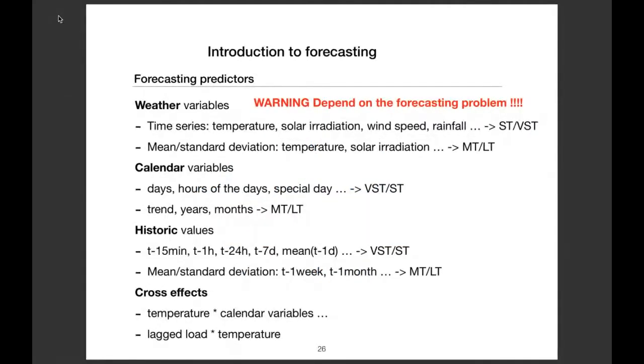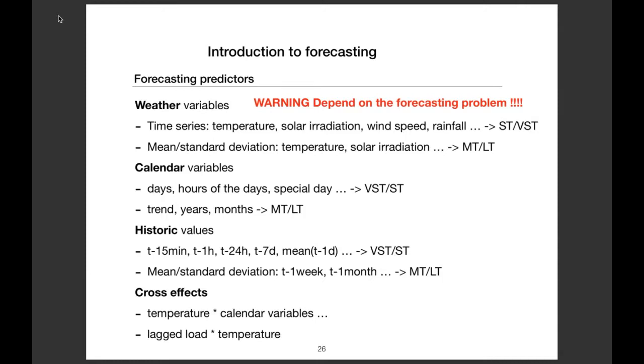Okay, so now let's say that you have decided what the application will be. Imagine that we are considering a small microgrid composed of a residential load, a PV plant, and a battery energy storage device. You want to forecast PV generation, but what are the forecasting predictors? The predictors are the information that you want to use for your forecasting model. If you want to perform PV forecasts, of course you will use solar irradiation forecast, but also air temperature forecast. So you will use weather variables.